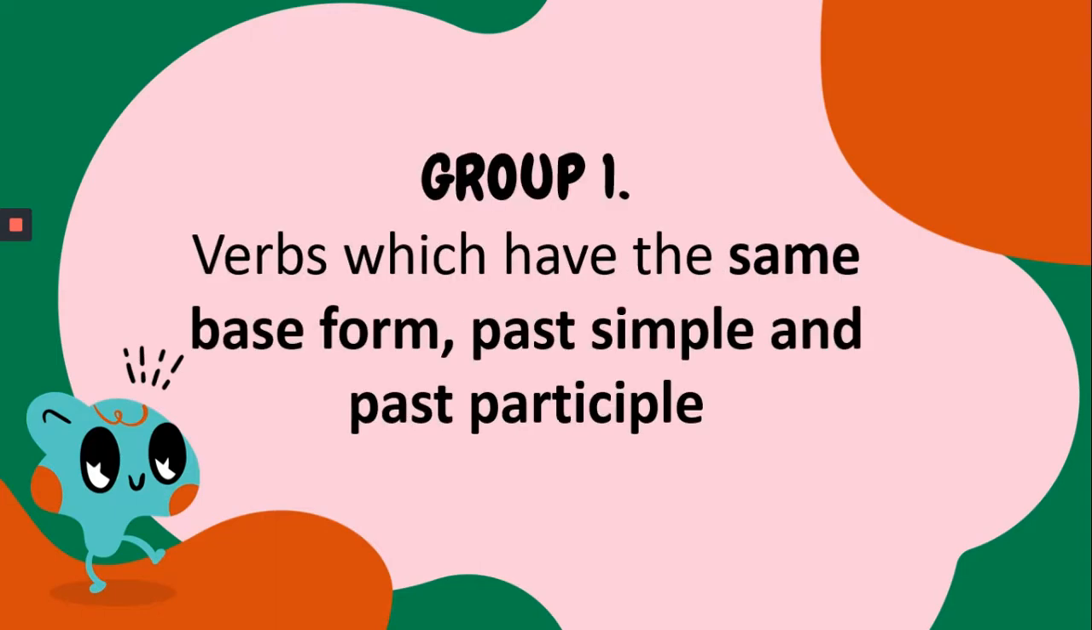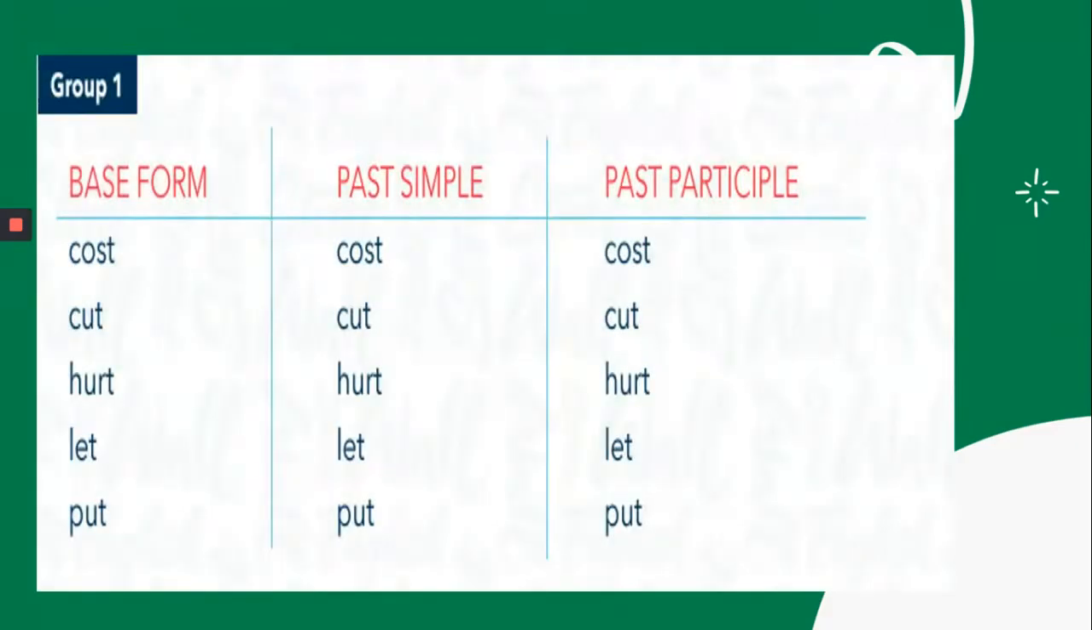For group number one, we're going to see the verbs which have the same base form, past simple and past participle. These are just a few examples of these verbs that you're going to find. For example, we have the verbs cost, cut, hurt, let, and put. These are the most common ones that don't change in the past simple or past participle.